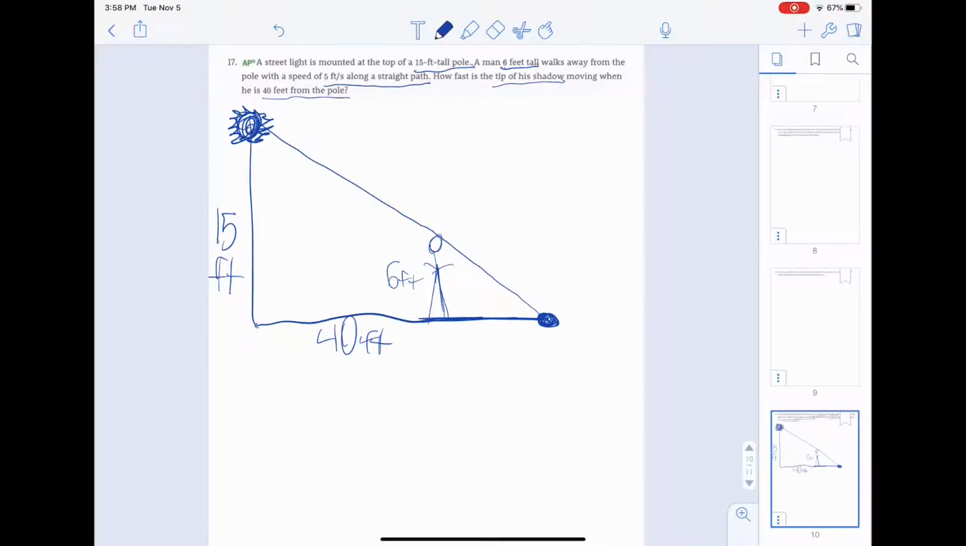So as you can see, we have similar triangles. The height of this triangle is 6 feet, while the height of this triangle is 15 feet. Using the properties of similar triangles, the height of the person is 6 over 15, or 2/5 the height of the pole. So the distance from the person to the tip of the shadow should be 2/5 of the distance from the pole to the tip of the shadow.